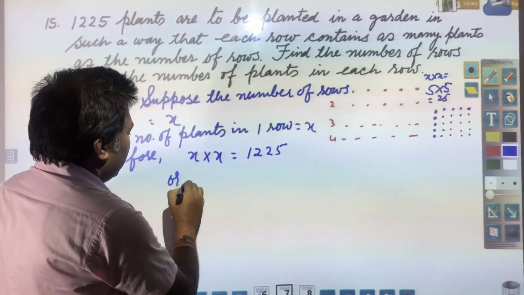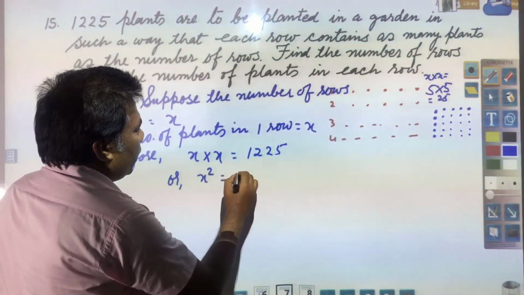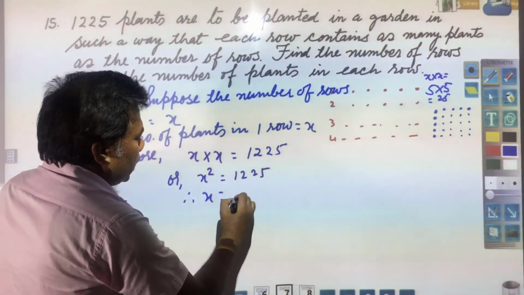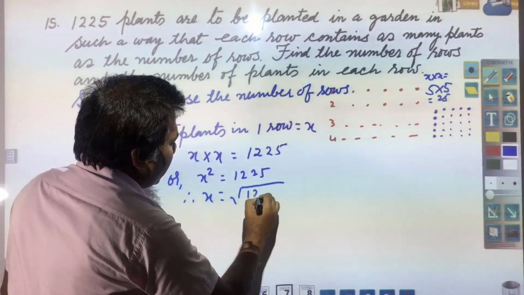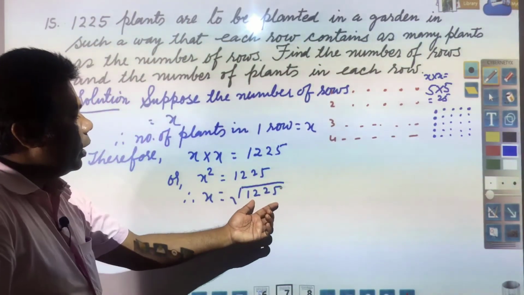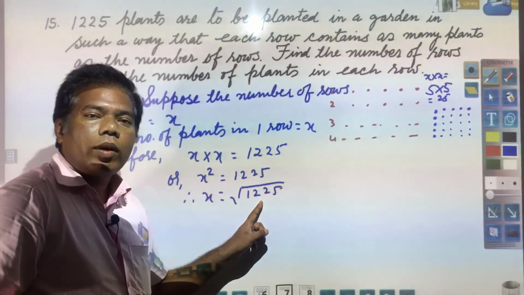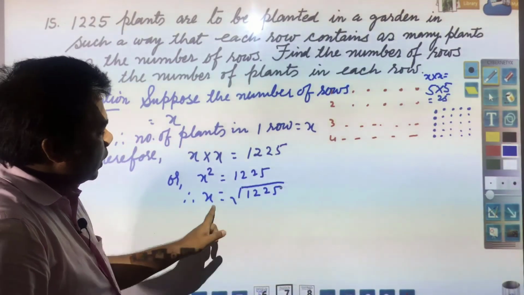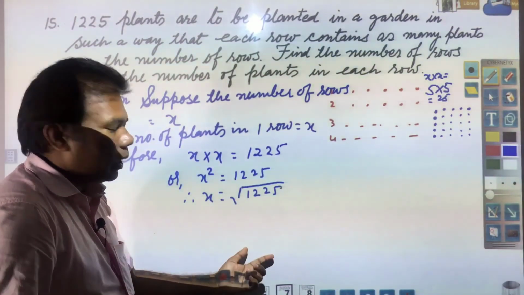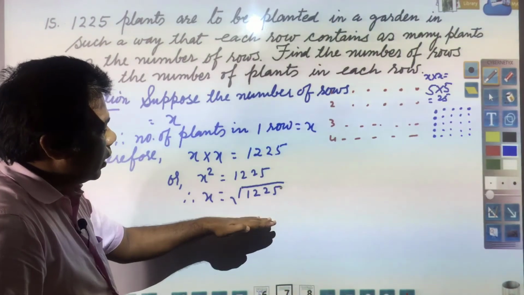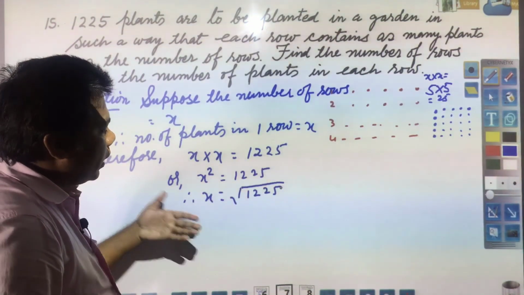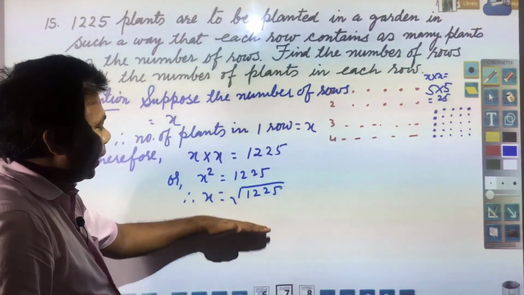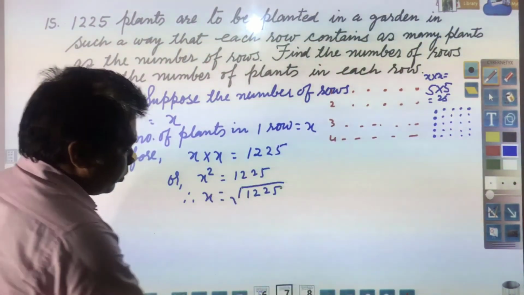Now, here you see, x square will be 1225 and therefore, x will be the square root of 1225. Now, you need to find out the square root of 1225. So, by the prime factorization method you find out the square root of 1225, you will get the answer. I hope up to here you have understood these things, I have already told in many questions I have solved. So, you will be able to solve. Try to solve and find the answer.